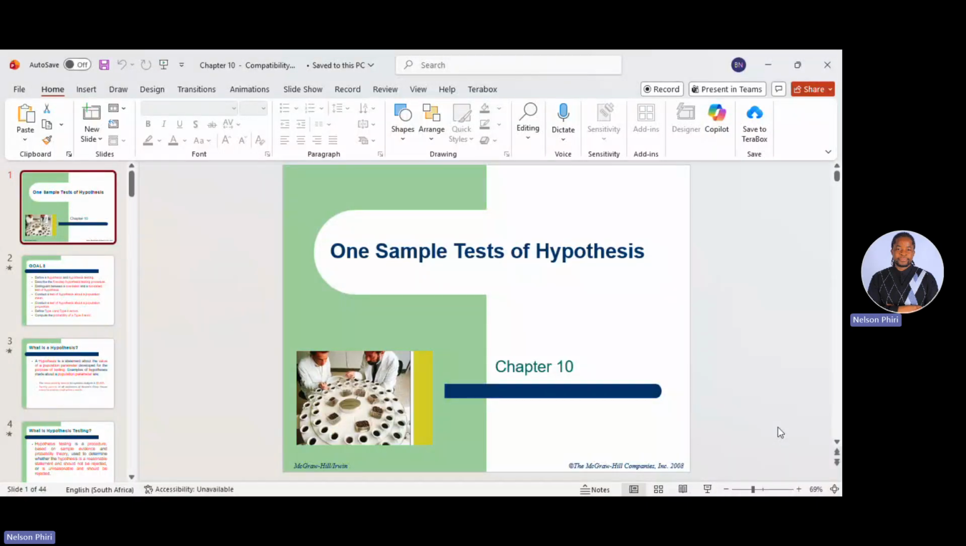Version of the elements that we did. So this is chapter 10, the one sample hypothesis. We didn't get to finish the slides in our class because they were quite lengthy. Just going to cover a few concepts here.